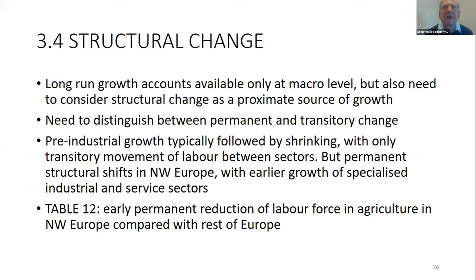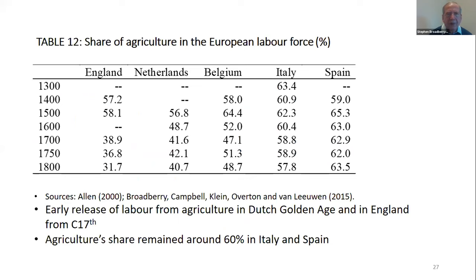There's one other proximate source of growth which we ought to talk about a little bit, and that is structural change. The growth accounts have been done at the macro level, but we're seeing the Northwest European economies move away from agriculture and producing specialized industrial and service sectors rather early on. So the share of agriculture in the European labor force in lots of economies is about 60% in the Middle Ages. And first in the Netherlands, it drops down to 40%, also then in Britain, and then on down to 30%. Whereas in places like Italy and Spain, it's staying stable at about 60%.